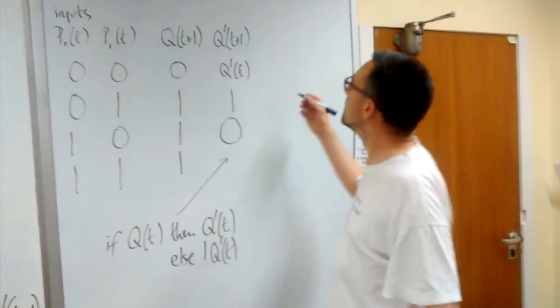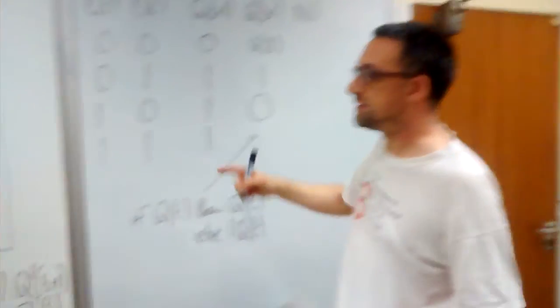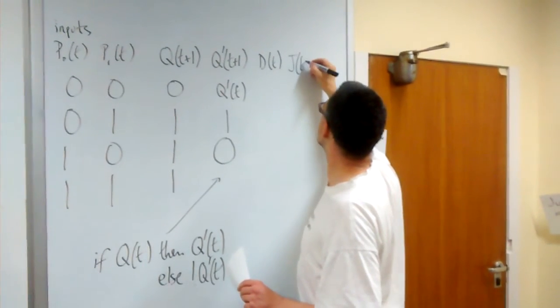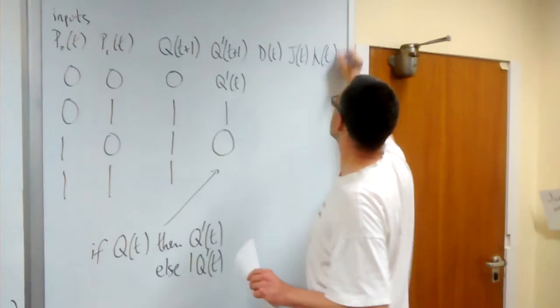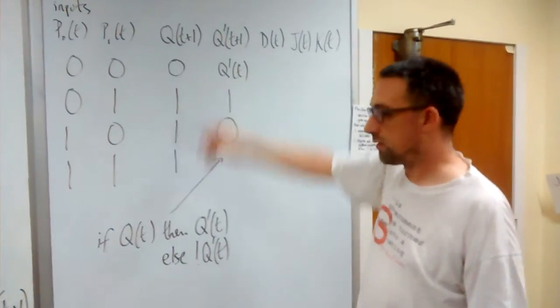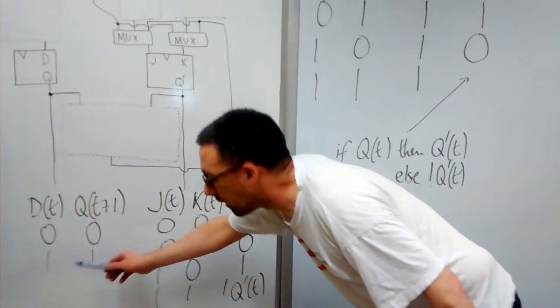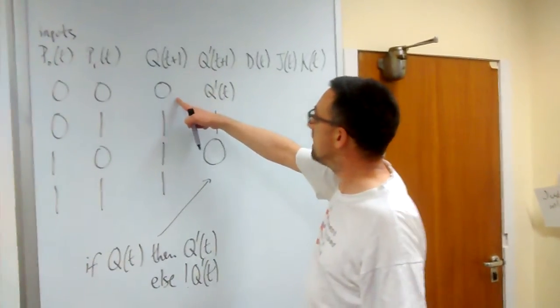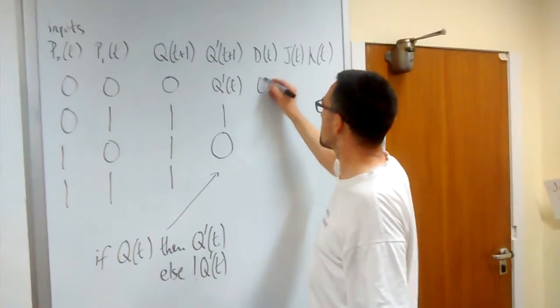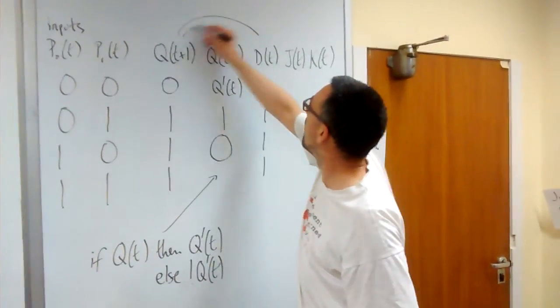So we're nearly there. We have to figure out how to send appropriate signals, D of t and J of t and K of t. Okay, now we can see clearly from the characteristic table for the D flip-flop how to get a 0 or a 1 out. You put a 0 or a 1 in, so the D of t column should be the same as the Q of t plus 1 column. These two are equal.